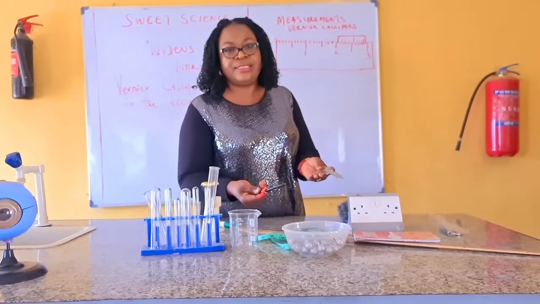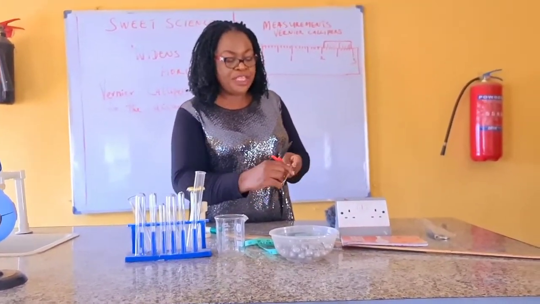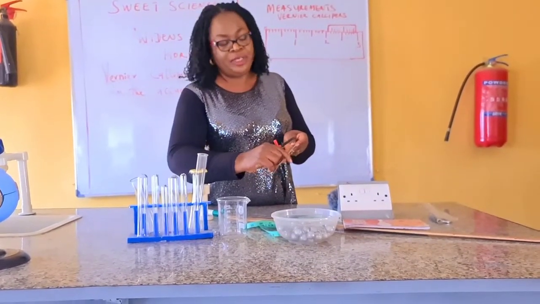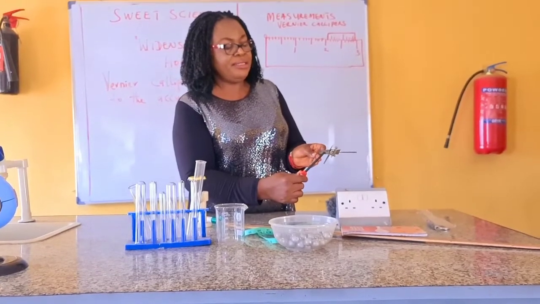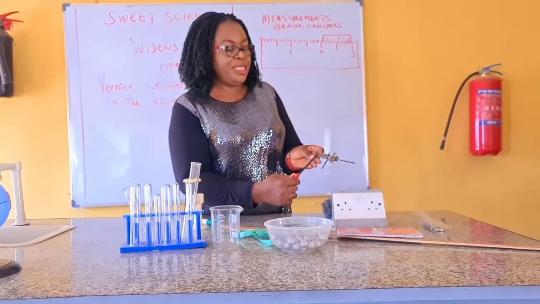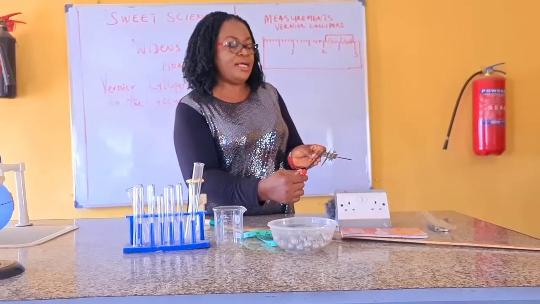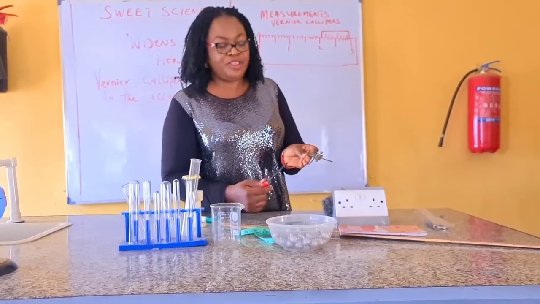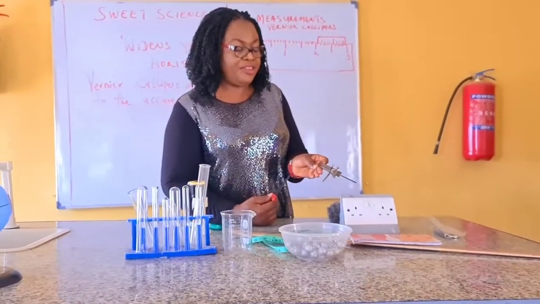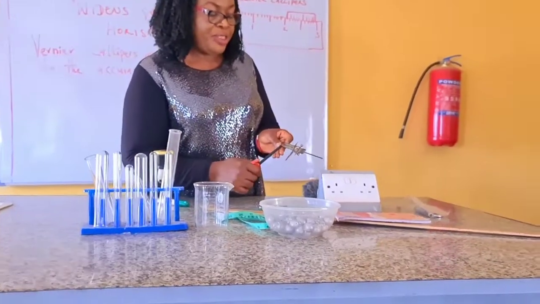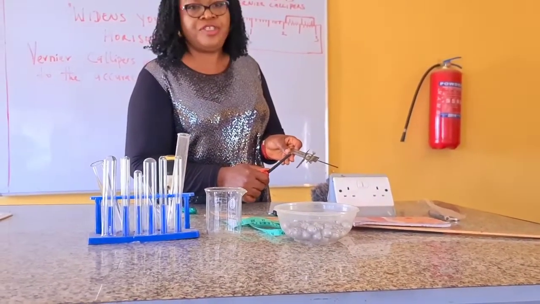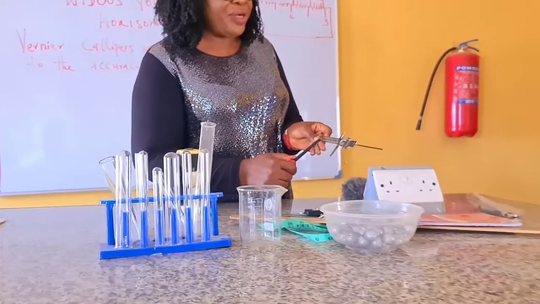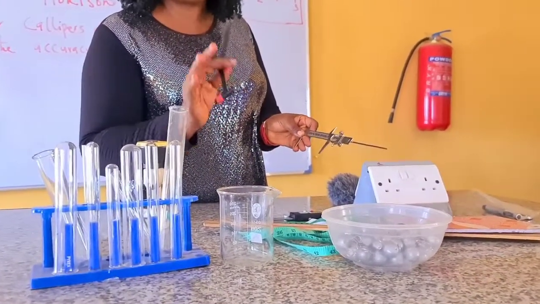How do you read it? You have what you call the main scale division. Let me open it wide. Here is your main scale division. These calibrations are part of your main scale division. From 0 to 1, you have 10 small divisions. Between 0 and 1, you have 10 small divisions.